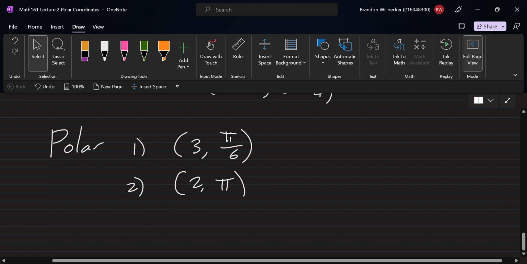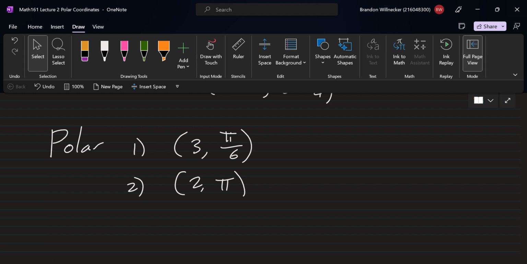Okay, so we've got the two polar coordinates. It's easy to identify because that second entry is going to be some angle. Okay, so let's convert this into Cartesian.